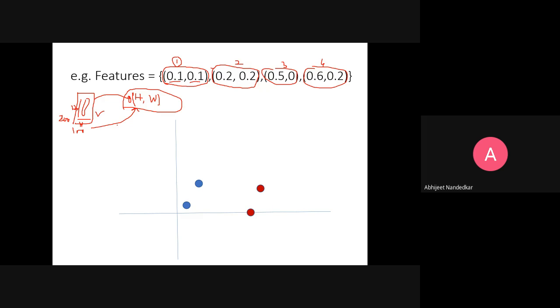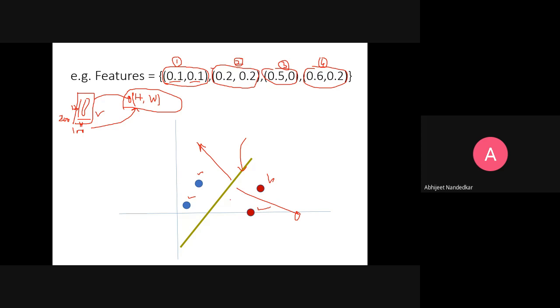Then I take another object and I measure height and width, and it becomes the second feature vector. Then I take the third one, then the fourth one. If I plot these four things on a graph, say these are the 4 points, then blue represents one category of object and red represents another category of object. If my machine wants to separate them into two categories, what the machine is expected to do is to draw this line, so that this side is category 1 and this side is category 2, or class 1 and class 2.